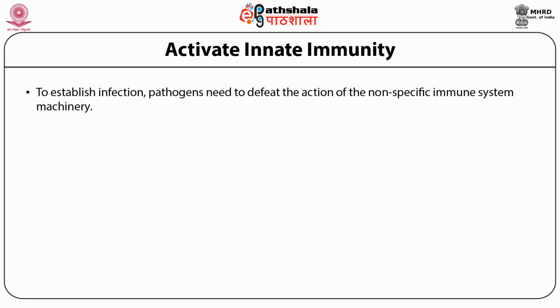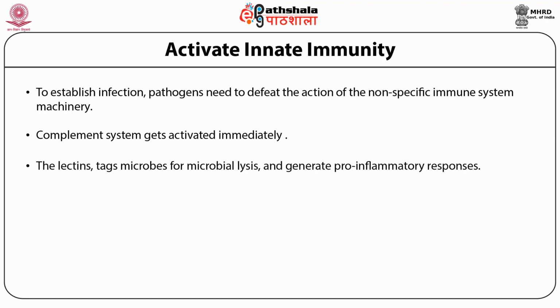How do they activate innate immunity? To establish infection, a pathogen needs to defeat the action of the non-specific immune system machinery. Generally, when they defeat one innate immunity mechanism, they activate others. So they activate the complement system, which is activated immediately after the innate immunity. The lectins tag microbes for destruction by phagocytic cells, cause microbial lysis and generate pro-inflammatory responses. However, many bacteria develop strategies to evade even the complement system.